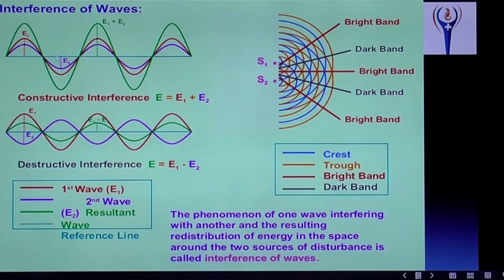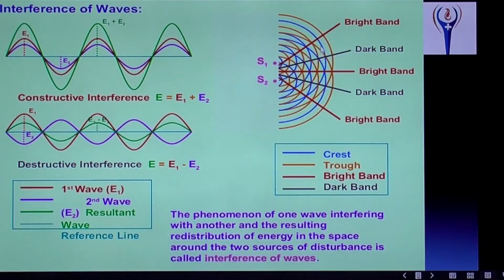at some other point. For example, E1 is the intensity of one wave, and E2 is the intensity of the other wave, as two colors, red and blue or violet. Then total intensity E equals E1 plus E2. That only we are calling constructive interference. What is constructive interference? Increased intensity at a point is called constructive interference. And decrease in intensity is called destructive interference, E equal to E1 minus E2.